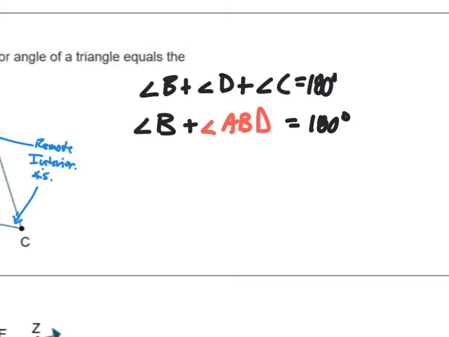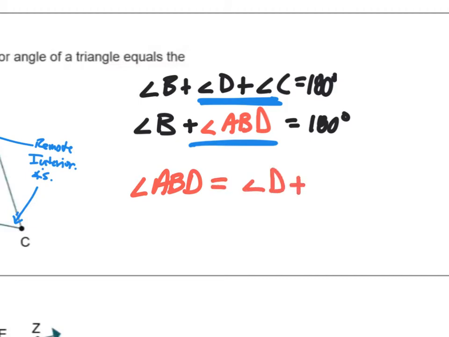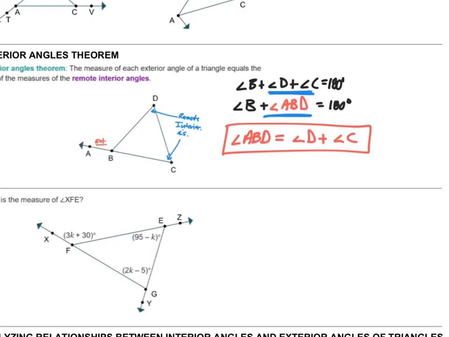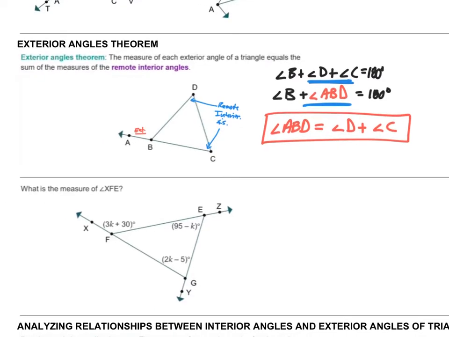Now, because you're taking angle B and adding some angle to it, and also adding these two angles to angle B to get the same 180, what we can conclude is that angle ABD is equal to the sum of angle D and angle C. And this is the exterior angles theorem. That's the idea.